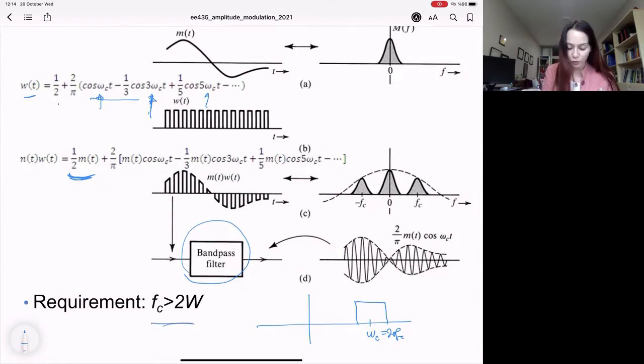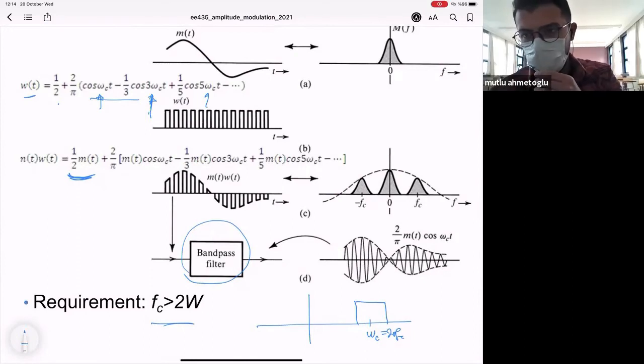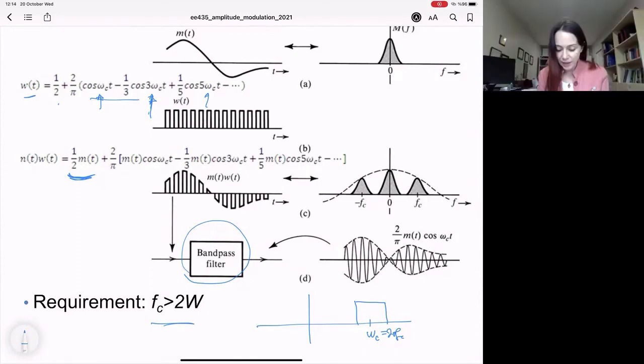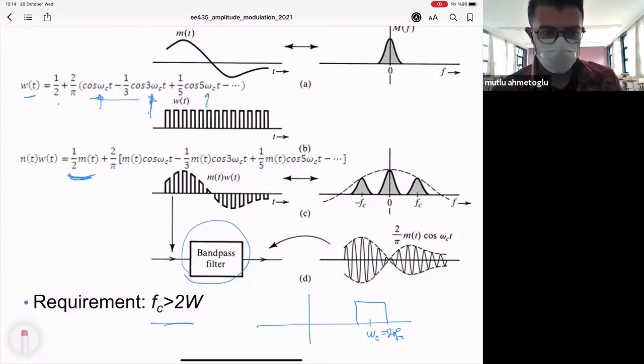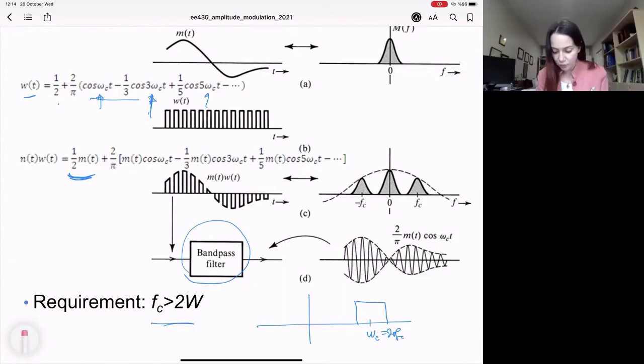For this to work, of course, fc has to be bigger than 2W. Why? Isn't it to avoid aliasing, professor? This is not aliasing really. But it is related, of course.